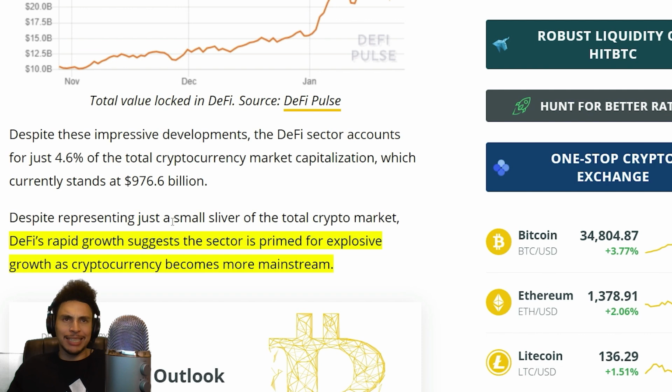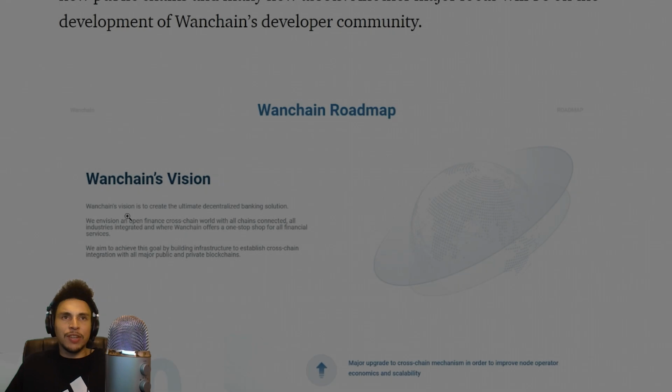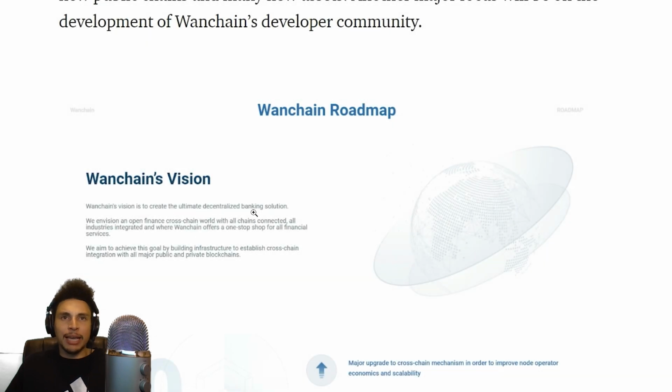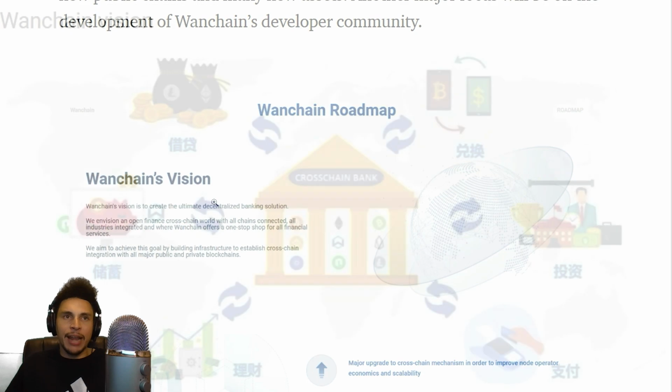DeFi's rapid growth suggests the sector is primed for explosive growth as cryptocurrency becomes more mainstream. And let me just reiterate Wanchain's ultimate goal, Wanchain's vision. Wanchain's vision is to create the ultimate decentralized banking solution. We envision an open finance cross-chain world with all chains connected, all industries integrated, and where Wanchain offers a one-stop shop for all financial services.